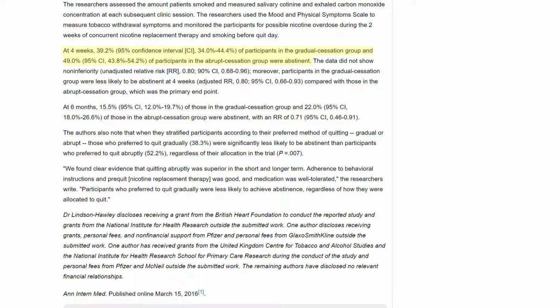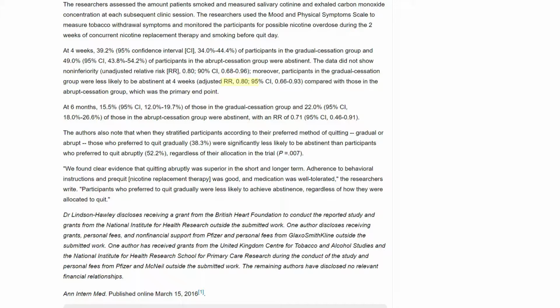Now, how do we interpret these two numbers? 39.2 versus 49%. This is where we use relative risk. So in order to calculate relative risk, we just use one number divided by the other number. We divide 39.2 by 49 and the result is 0.8 as seen here. So a relative risk of 0.8, what does that mean?